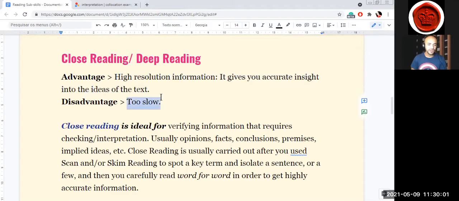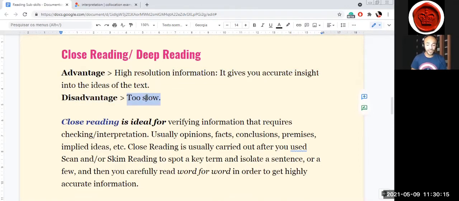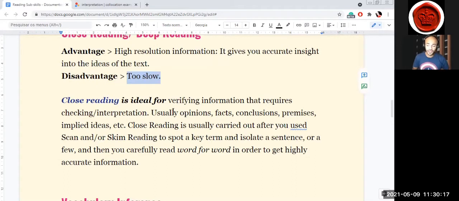The problem is that it's too slow. Many students that are not properly trained for the IELTS reading test or TOEFL reading test will usually resort to this, and they won't be able to finish their reading test on time, okay?